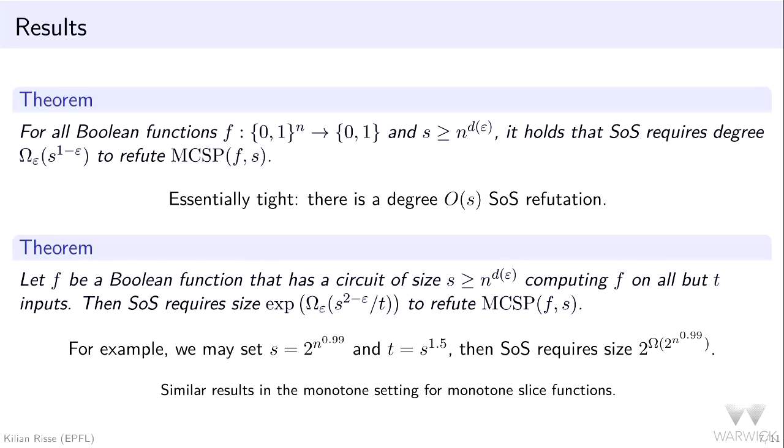And we also have similar results for the monotone setting, but there it only holds for monotone slice functions, for the usual reasons, because they're universal. It's basically just some technical work, and then you get there. I'll show you in a bit how to prove the first theorem, and from there you can go home and adapt it to the monotone setting yourself. Okay? Good. So in the remainder, I'll give you some idea of how to prove the first theorem, the degree lower bound. And then the second theorem follows by a standard degree-size trade-off.